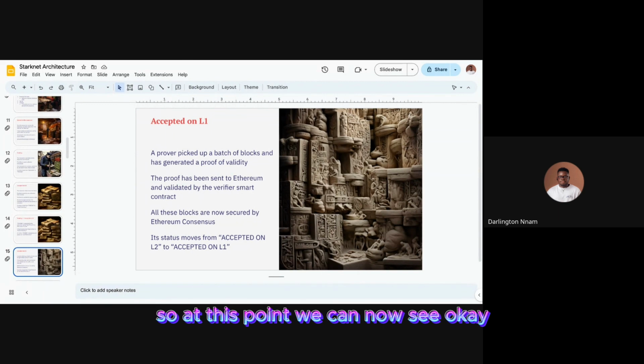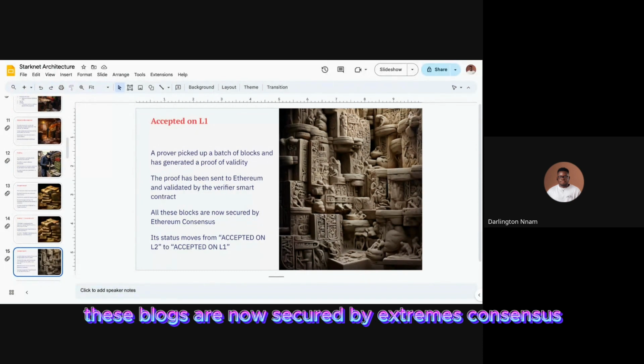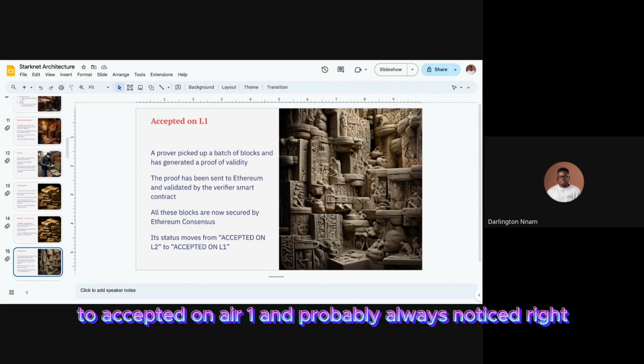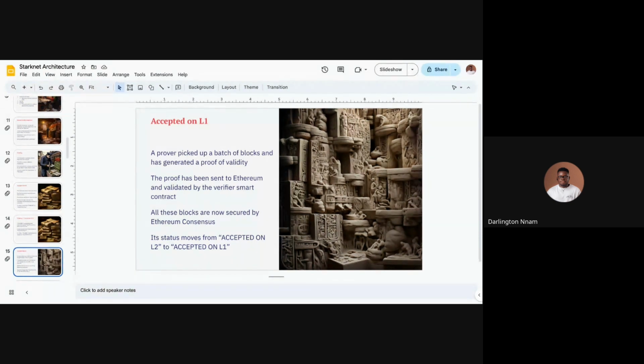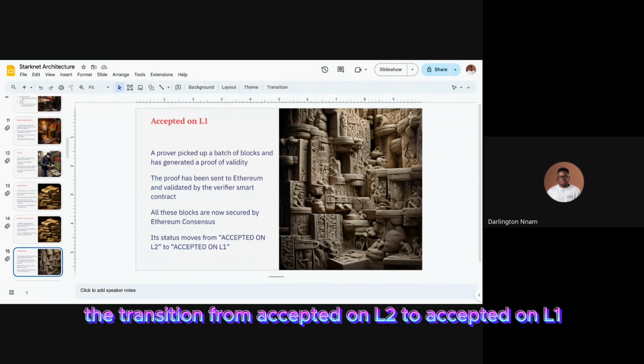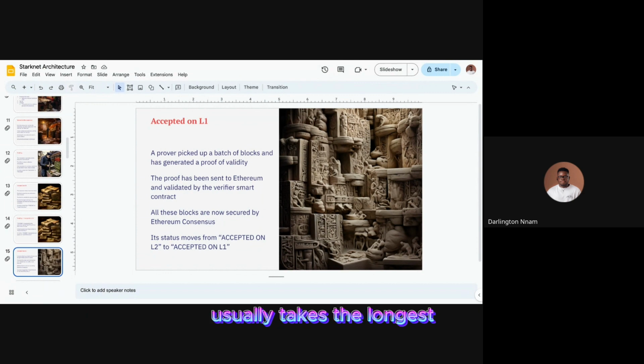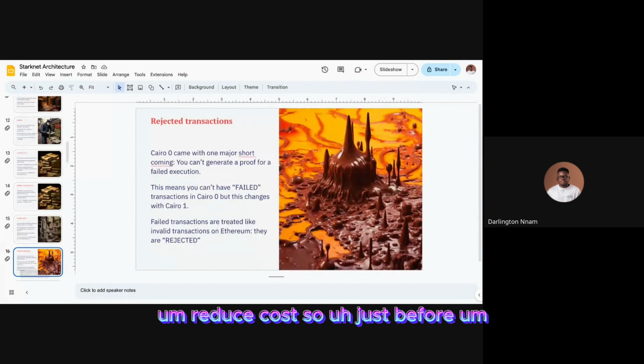So at this point, we can now say, okay, these blocks are now secured by Ethereum's consensus. And that's when we move from accepted on L2 to accepted on L1. Probably you've always noticed, right? The transition from accepted on L2 to accepted on L1 usually takes the longest time because most times the prover has to batch a lot of blocks together before a proof is generated and sent over to Ethereum, just to reduce costs.